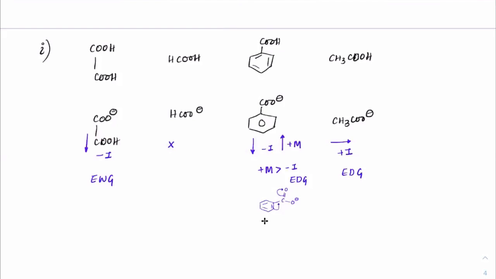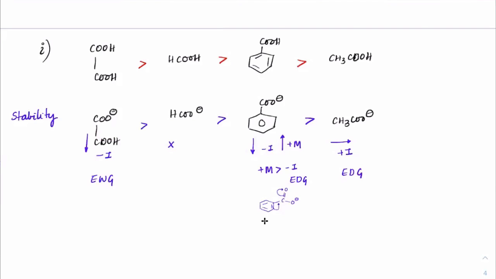So you can always see that electron donating groups will decrease the acidic strength, while electron withdrawing groups will increase the acidic strength. Now if you compare the stability of all of these four, this one being more stable than this, these are the stabilities of the conjugate bases. And respectively, if you check their acidic strength, oxalic acid is more acidic than formic acid, than benzoic acid and acetic acid.